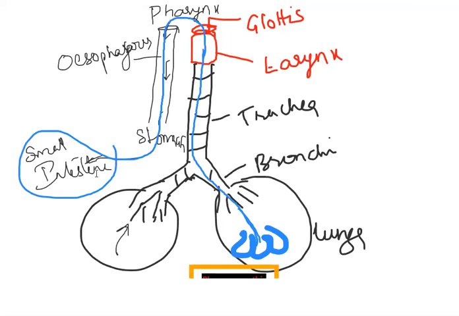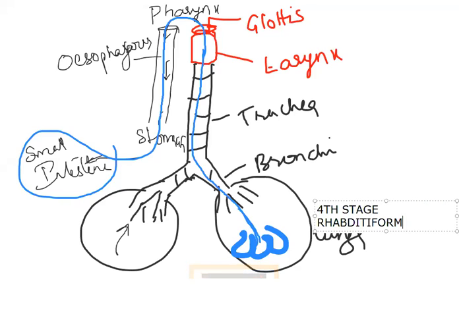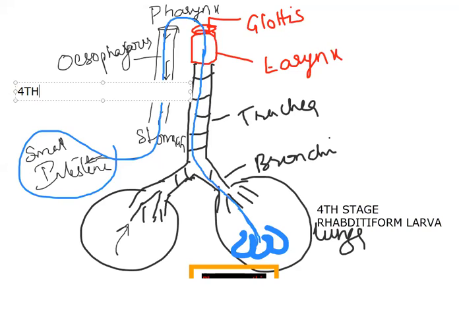So you should understand this particular story with so many names. That's why all the names are visualized. Now, who reached here into the small intestine? The fourth stage rhabditiform larva. The fourth stage rhabditiform larva made a journey from the alveoli of the lungs to the bronchi, trachea, larynx, glottis, pharynx, esophagus, stomach, then reaches the small intestine.